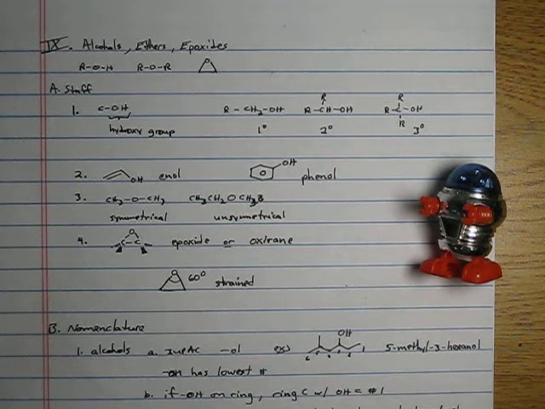Alright people, let's start on chapter 9, alcohols, ethers, and epoxides. We're going to just start with the basic stuff. Good news, a lot of this chapter is going to remind you quite a bit of elimination and substitution reactions, because we're going to look at these compounds and then look at the reactions that they're going to do.